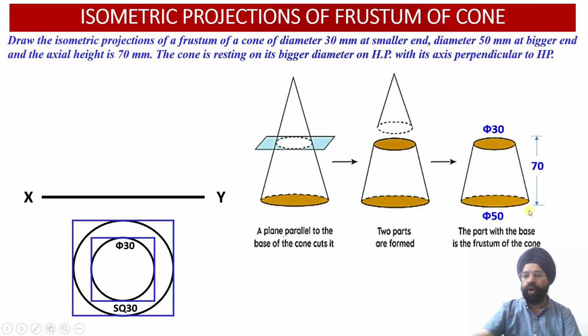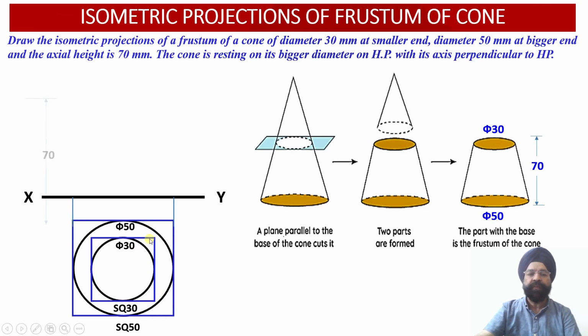Similarly, the top view corresponding to the base will have the diameter equal to 50 millimeter. Once again this circle will be inscribed within a square, which has the dimension 50 by 50. So with these square constructions, we are able to draw ellipses onto the isometric projection. So this is the top view.